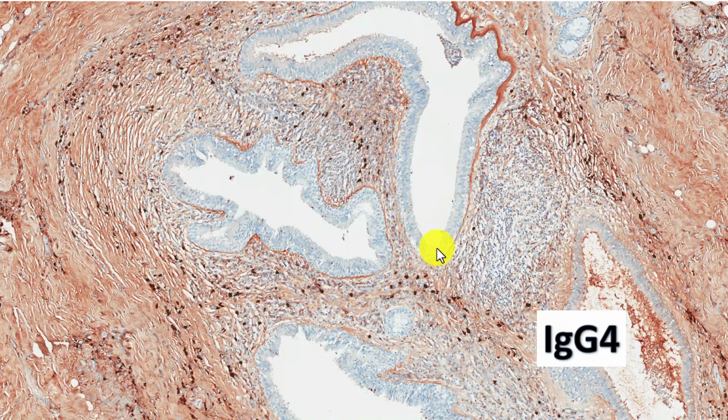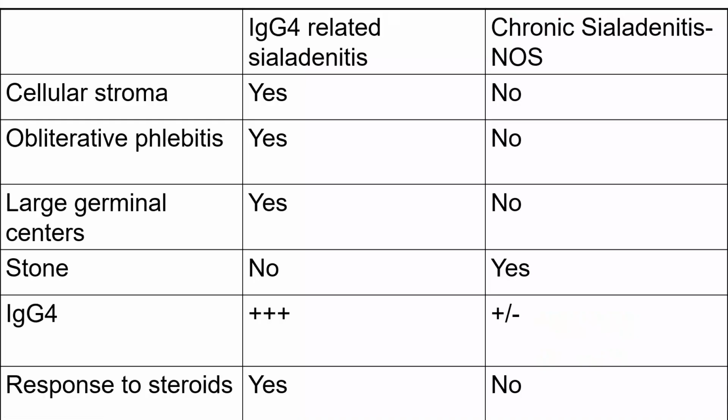Here's why chronic sialadenitis, not otherwise specified, is commonly mistaken for IgG4-related disease. You may see an increase, not only an increase, a diffuse increase, to levels that mimic IgG4-related sialadenitis. So again, this de-emphasizes the value of a tissue IgG4 stain.